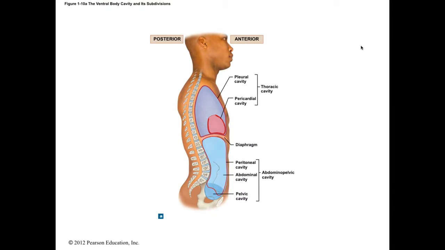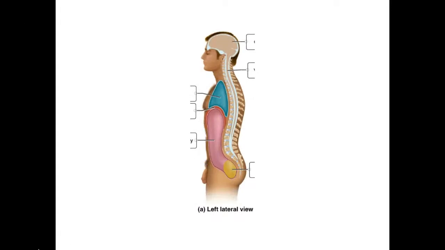And in the anterior chamber, we see the thoracic cavity in the front, then we see the diaphragm, and then we have the abdominal pelvic down below. On the posterior side, they would be the brain and the spinal cord. So it'd be the cranial portion and the spinal portion. Okay. If you look around the lungs, you see pleural cavity. When you look around the heart, you see pericardial cavity. Then there's the diaphragm. Then there's the peritoneal cavity, abdominal cavity, and pelvic cavity.